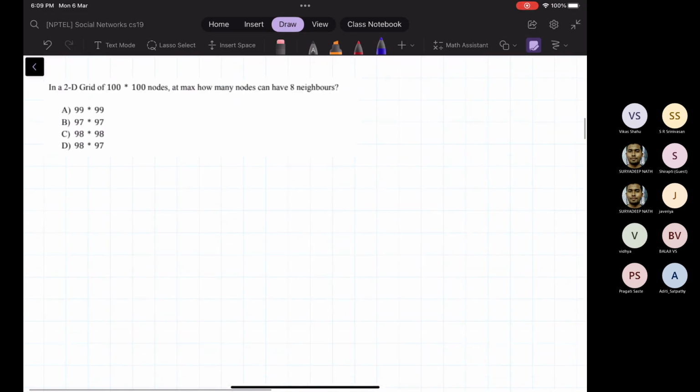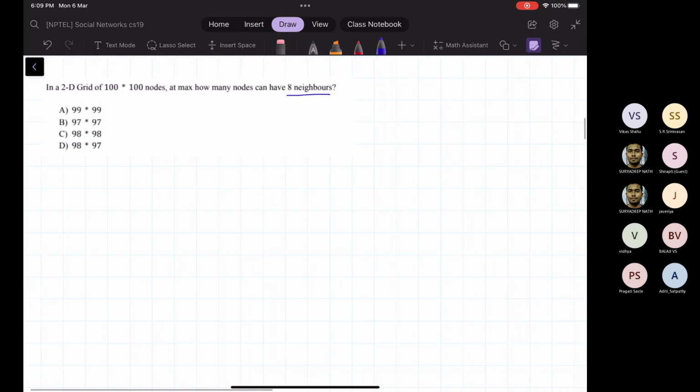Coming to question 3. You have a 2D grid of 100 cross 100 nodes. At max, how many nodes can have 8 neighbors? Let us consider this structure, a 2D grid. So this is one node. Before answering the 100 cross 100, let us examine a very simple 4 cross 4.